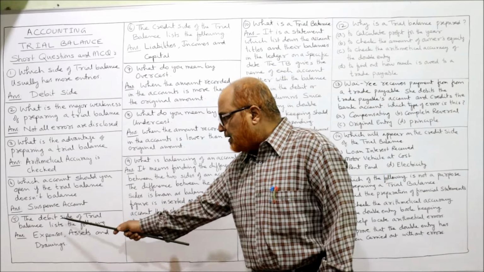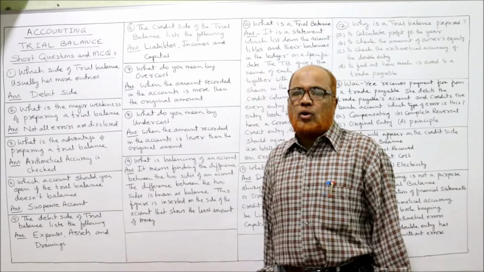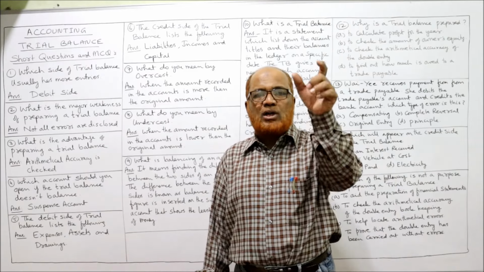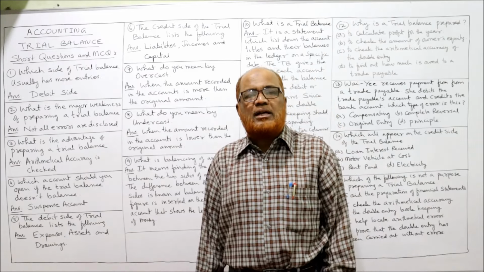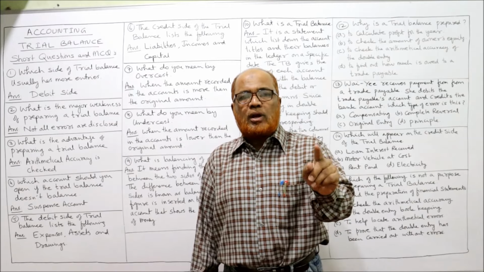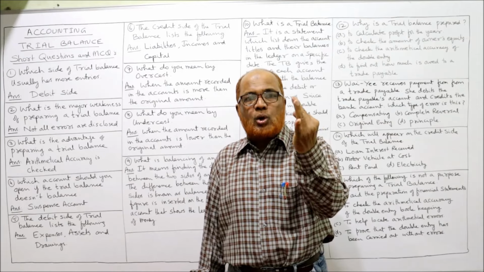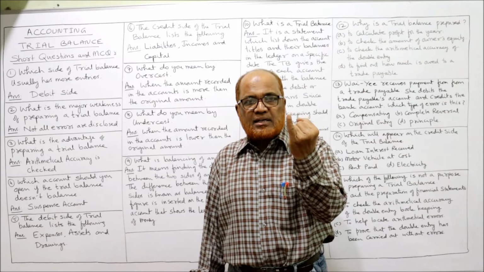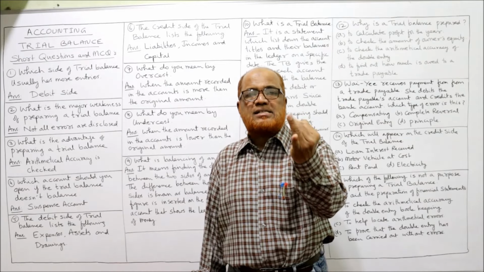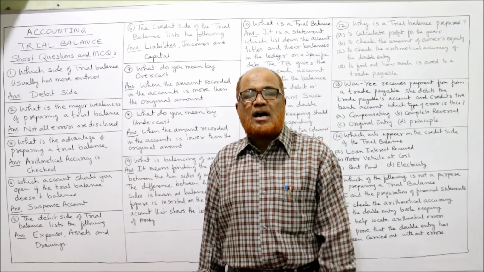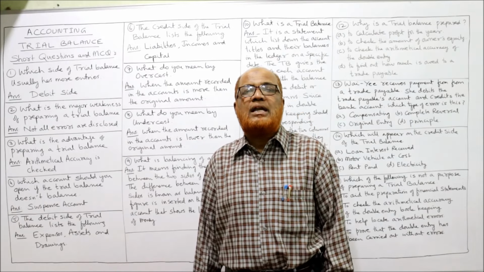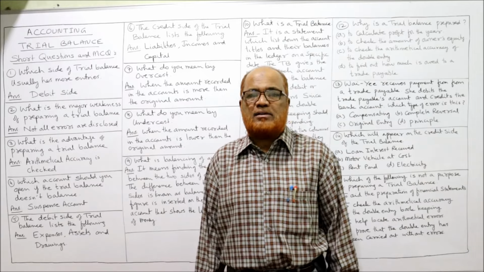Next, the debit side of trial balance lists the following. So normally what will be taken in the debit column of the trial balance? So remember, expenses, assets and drawings. Expenses, assets and drawings. These are the items normally we will take on the debit side of the trial balance.